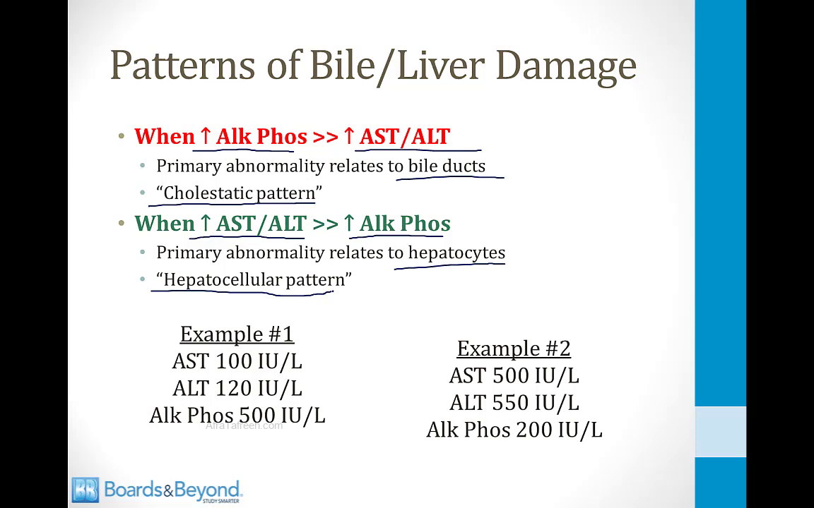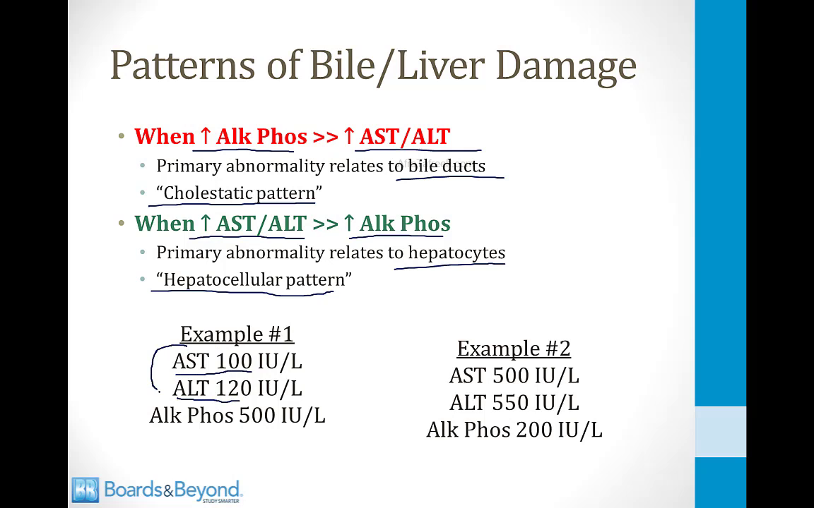So on the screen here, I've put two specific examples with actual numbers to help you understand. So a normal AST and ALT is about 50, and a normal ALK-Phos is about 100. The actual normals are slightly different than that, but that's an easy way to remember it when you're looking at board questions. So in example number 1, we have an AST that is 100 and an ALT that is 120.